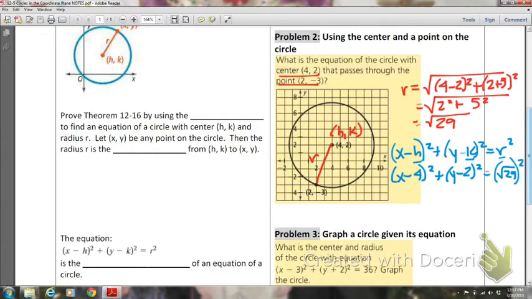So the only thing we need to simplify here is that square root of 29 squared. The square root of 29 times the square root of 29 is just 29. So your standard form of the equation is x minus 4 parentheses squared plus y minus 2 in parentheses squared is equal to 29. And that's the final form of your standard equation for that circle.